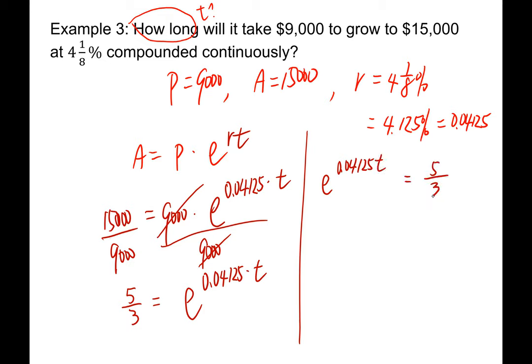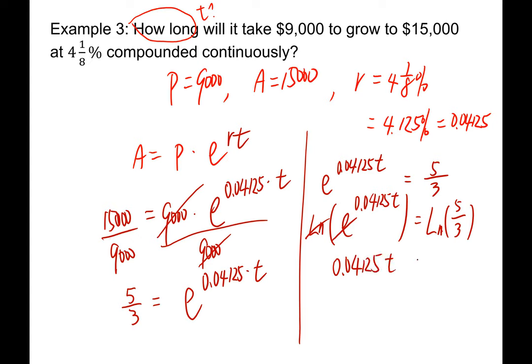And how do we proceed? How do we get rid of the base, E? Ln. Exactly, right? So taking Ln from both sides of the equation, very good. So Ln of the whole thing, 0.04125 T. Ln on the right-hand side, do the same thing, Ln of 5/3. Now, Ln and E offset each other, they undo each other. So we end up with 0.04125 T equal to ln of 5/3.